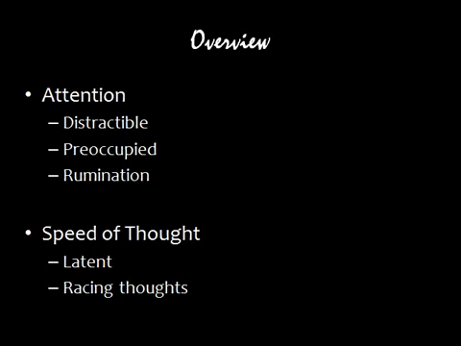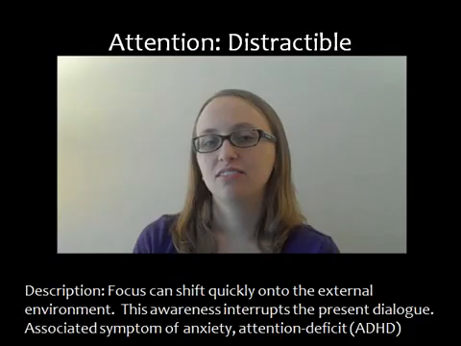It's now time to look at attention and speed of thought. Attention has three elements: distractible, preoccupied, and rumination. Speed of thought has two elements: latent thought and racing thoughts.